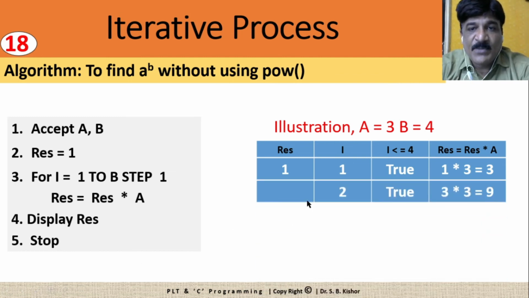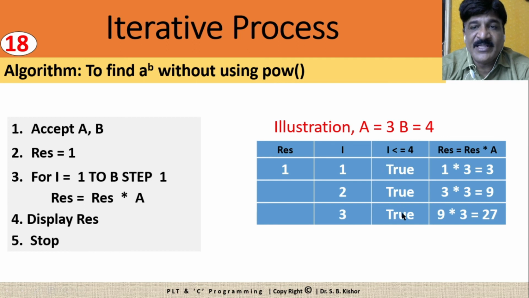Now the value of i becomes 2. 2 is less than 4, condition is true. So previous result multiplied by 3 is what? 9. Then the value of i becomes 3. 3 is less than 4 here. So previous 9, that is previous result multiplied by 3, becomes 27.